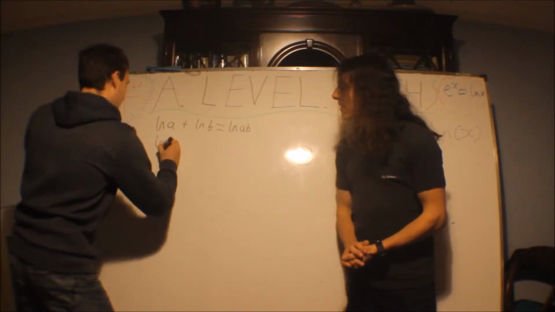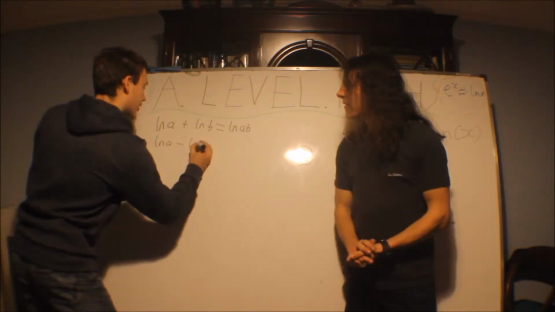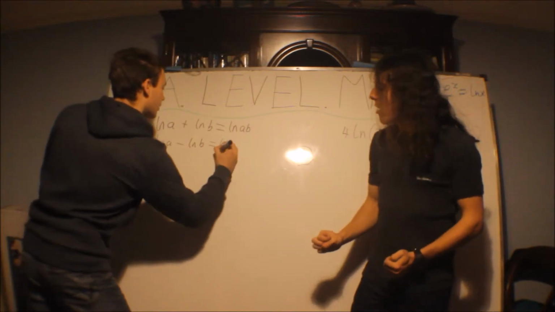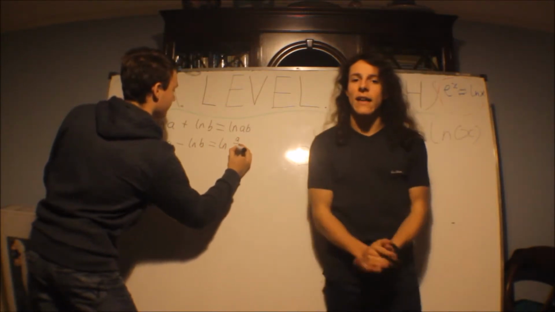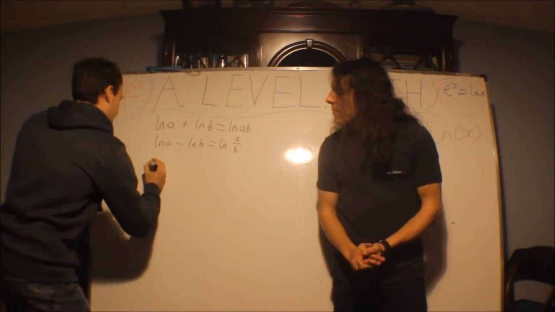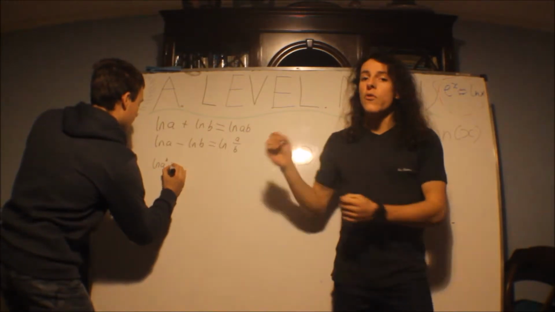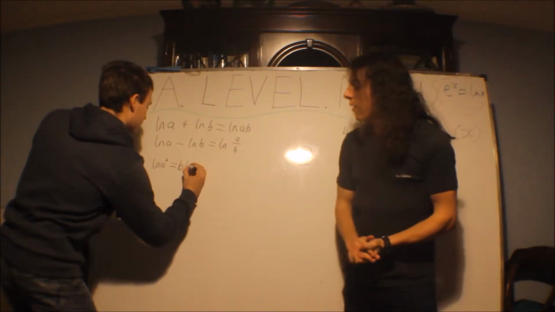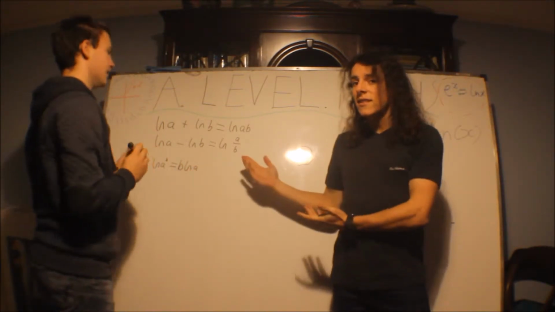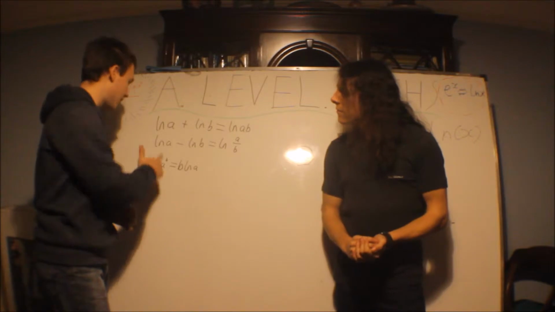What else? Well, if we have ln a minus ln b, let's see if you can riddle that one. What's that going to be? I think it's going to be ln of a over b, Wayne. I think you're probably right. Nailed it. And finally, ln of a to the power of b. You can move the power of b to the front, so we get b lots of ln a. Excellent.